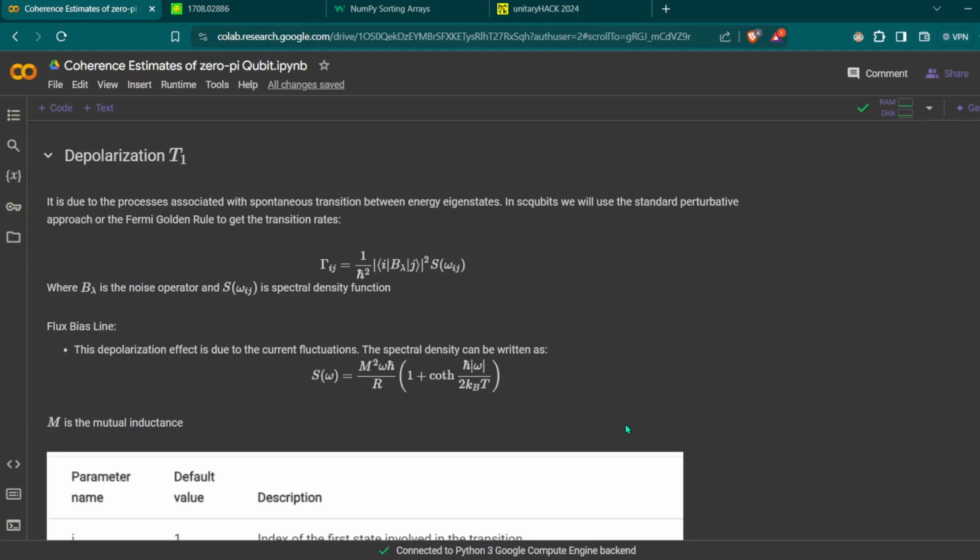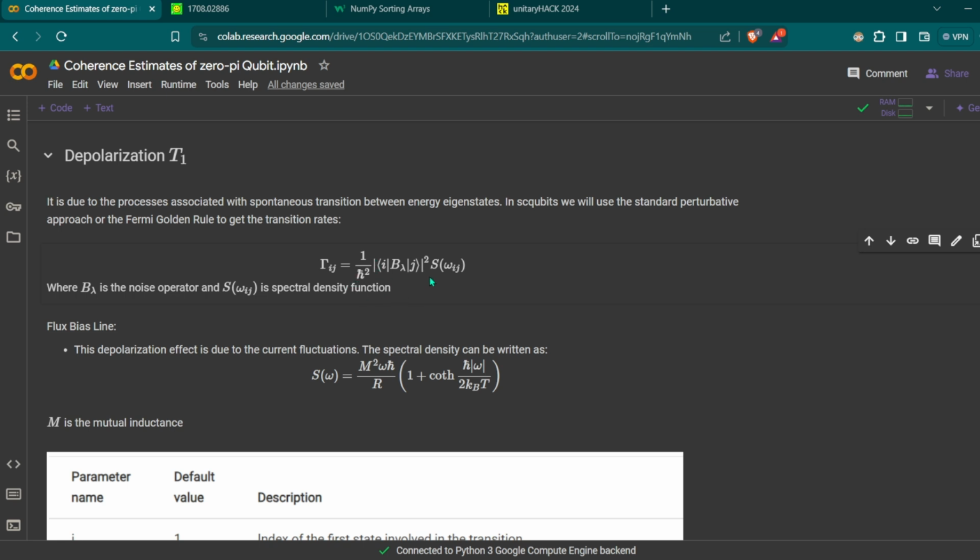Now let's talk about the depolarization, which is denoted by T1, and it is due to the process associated with a spontaneous transition between energy eigenstates. Now in scQubits, we will use the standard perturbative approach, or the Fermi golden rule, to get the transition rates. We can write the expression for the transition rates as such, where the b lambda represents the noise operator, and this S is representing the spectral density function, which is a function of omega, the frequency for the noise channel.